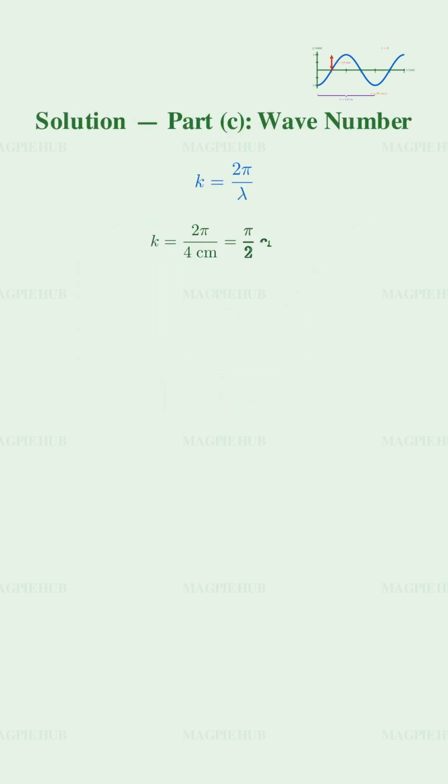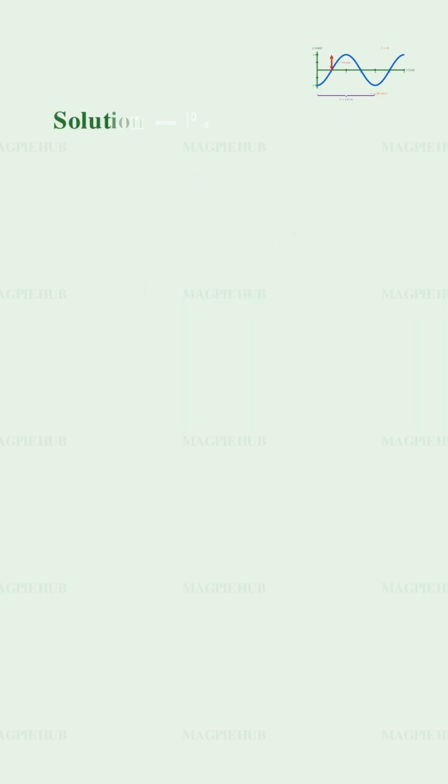Part C. The wave number k. We use the formula k equals 2 pi over lambda. Substituting lambda equals 4 cm, k equals 2 pi over 4, which is pi over 2, approximately 1.57 or about 1.6 per centimeter.